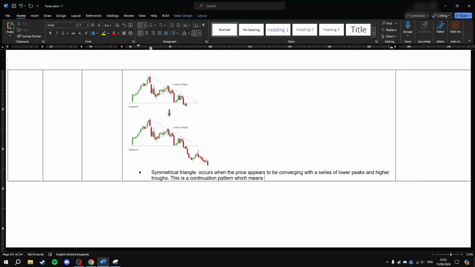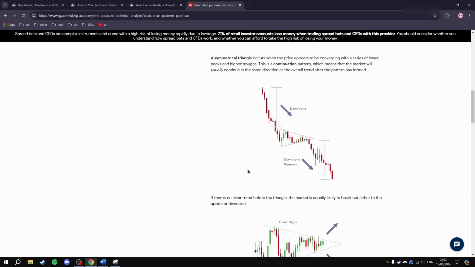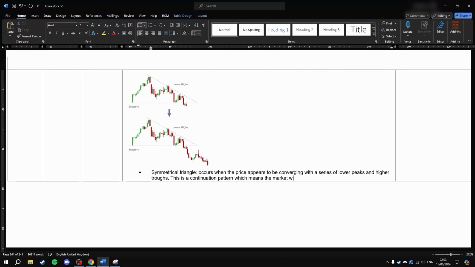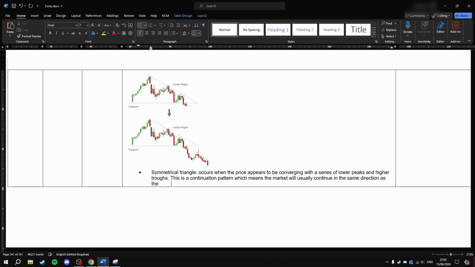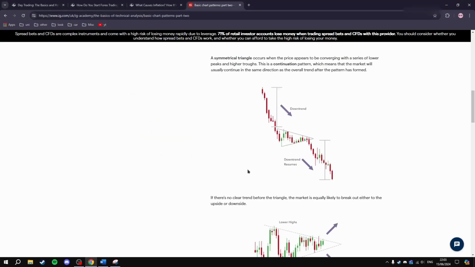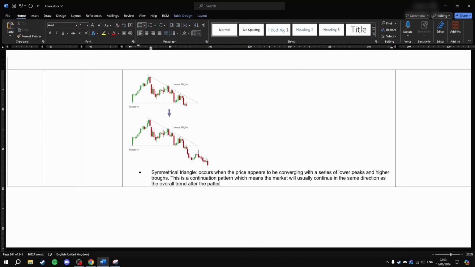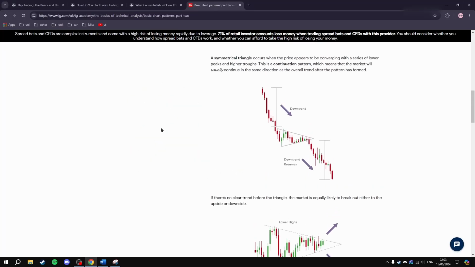Which means the market will usually continue in the same direction as the overall trend after the pattern has formed.